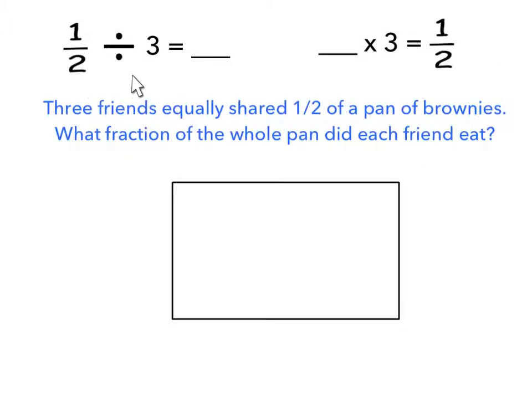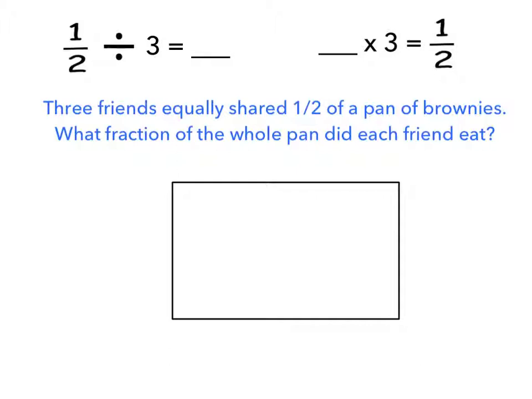When working with division problems that involve fractions and missing factor problems, it's really helpful to use a story problem to help us understand the context. Here's an example of a story problem that matches the equations above. 3 friends equally shared half a pan of brownies. What fraction of the whole pan did each friend eat?